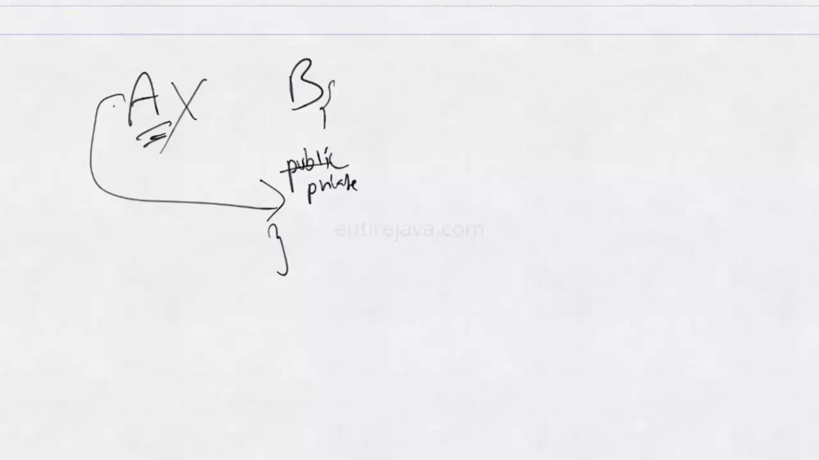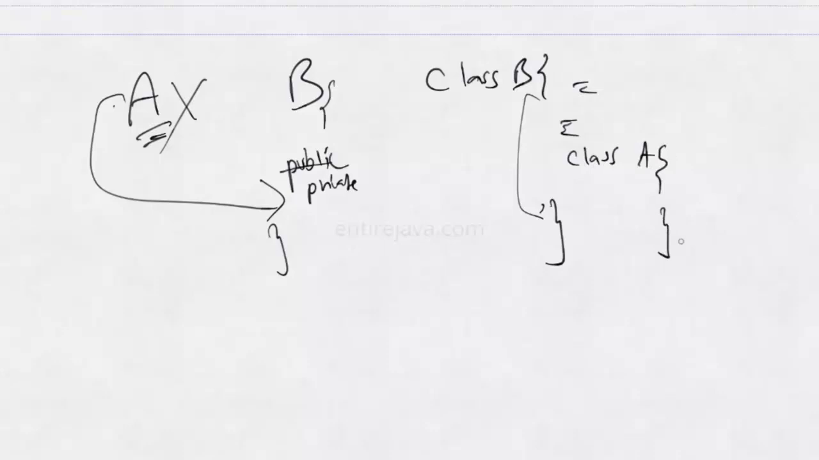Coming to the syntax, it's pretty simple. We have class B. It will have all its member fields and member methods. And within these curly braces, we'll have another class defined, class A, and then it will have its own member fields and member methods. As simple as that. So we're basically nesting a class inside another class. It's called a nested class.